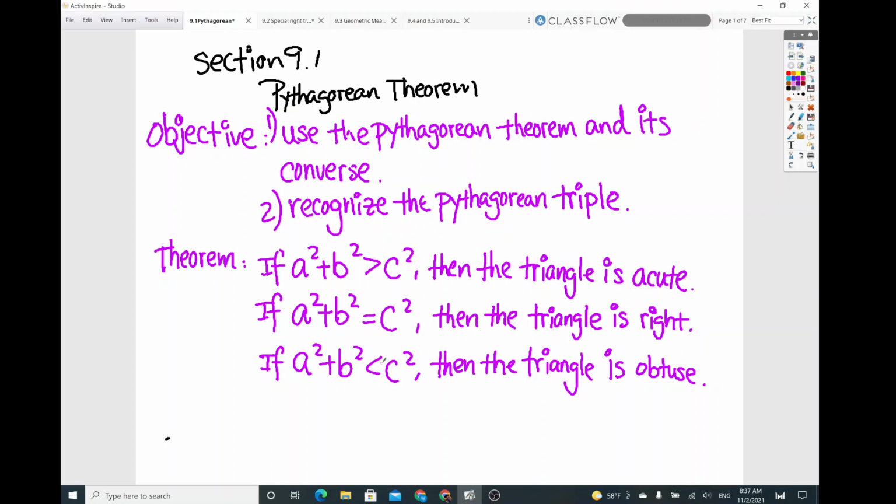Again, a is considered the shortest leg of the triangle, b would be the medium, and c would be the longest side. People claim that it doesn't really matter, but let's just put it in the easier way. So a, pretend that it's the shortest, b is the medium, and c will be the longest. Once we satisfy all those conditions, we can classify the triangle.